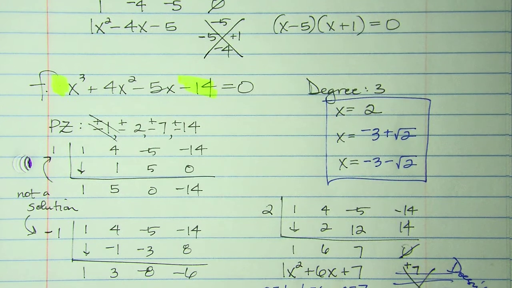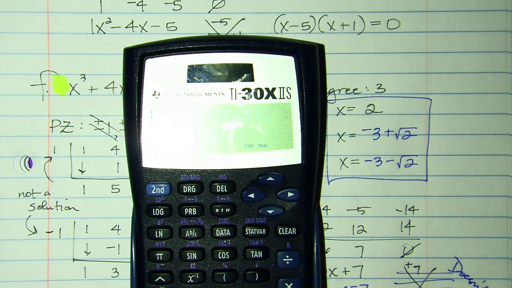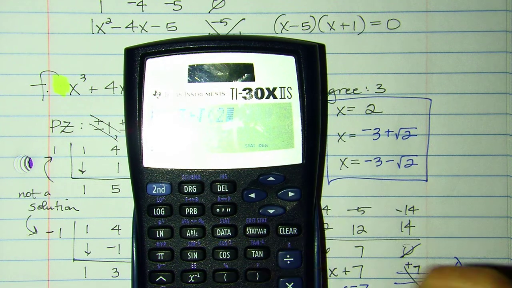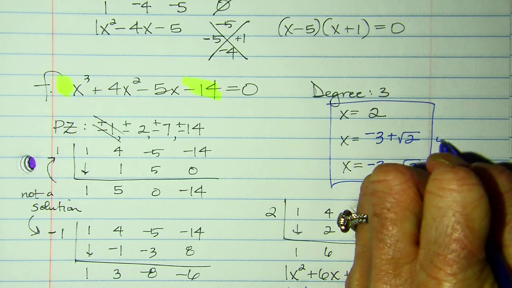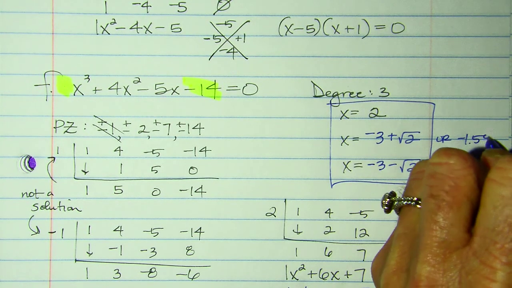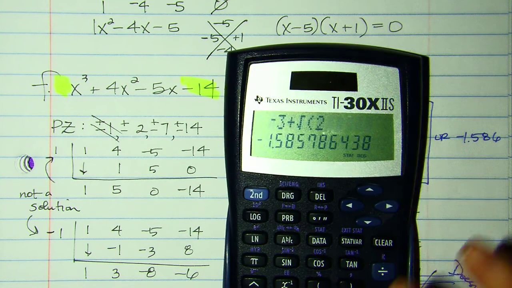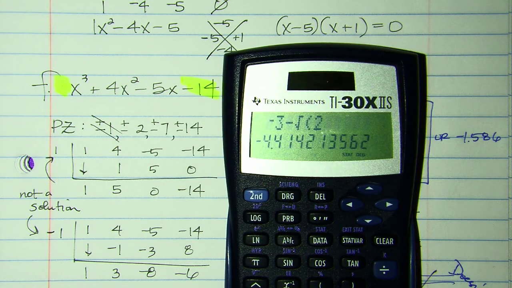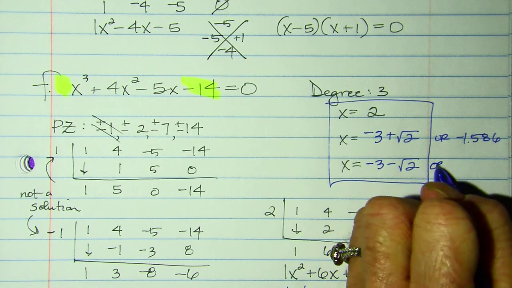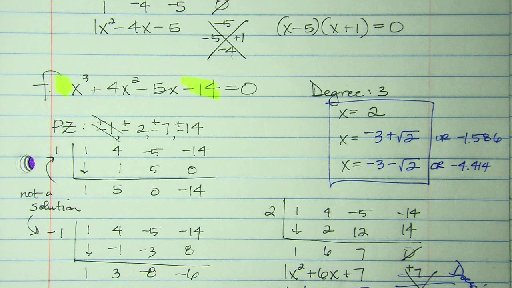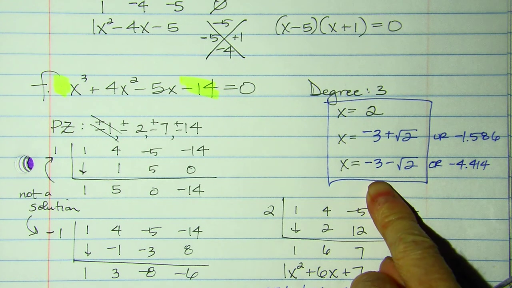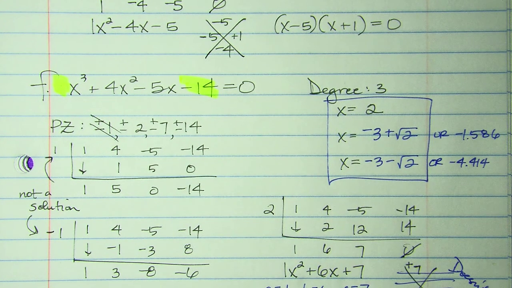Now, I will accept if you find these in decimal form. See if they match my Desmos. Negative 3 plus the square root of 2. Yep, negative 1.586. And the bottom is negative 3 minus the square root of 2, which is negative 4.14. And those are the same solutions we saw on Desmos. So you can do either, but because you guys are at home, I would like to see you guys be able to solve them by hand, and you can confirm it with Desmos.